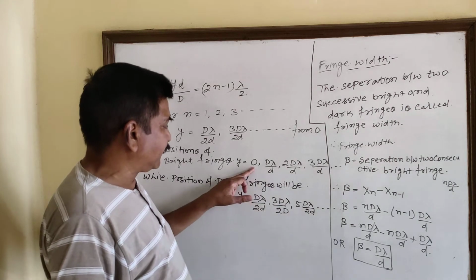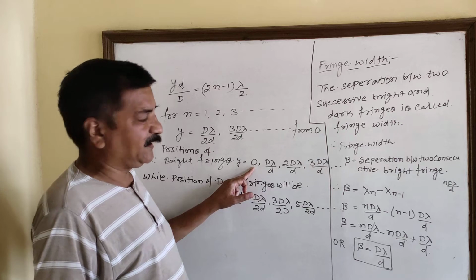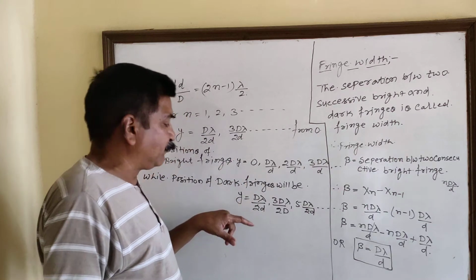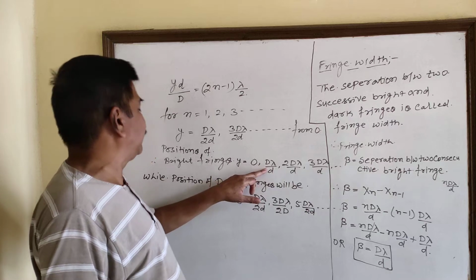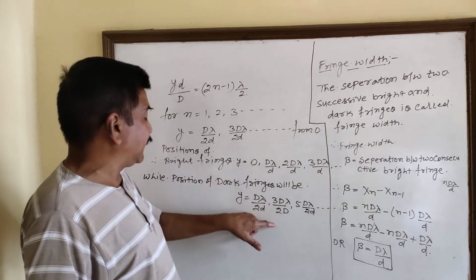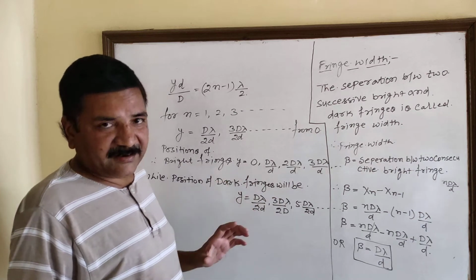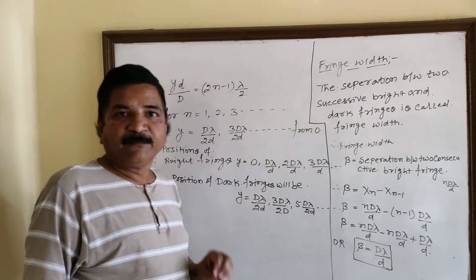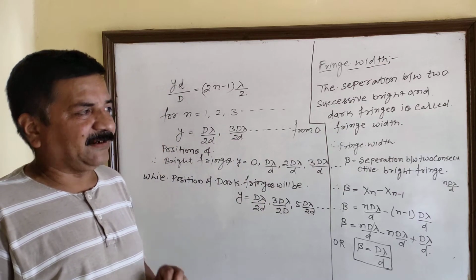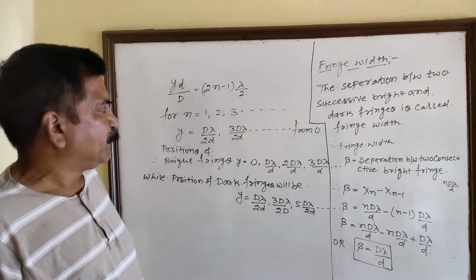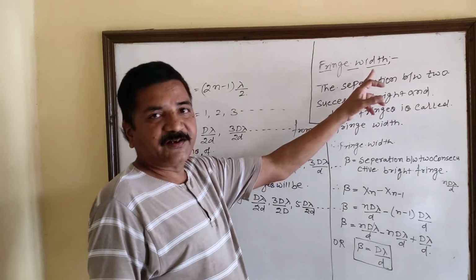Now you can see a bright fringe is obtained at 0, dark is obtained at d lambda by 2d. Then just more than half, d lambda by d, again we are getting the bright fringe. Then at 3d lambda by 2d, we are getting the dark fringe. So from this mathematical calculation, both bright and dark fringes are equally spaced, right? Next comes what is fringe width.